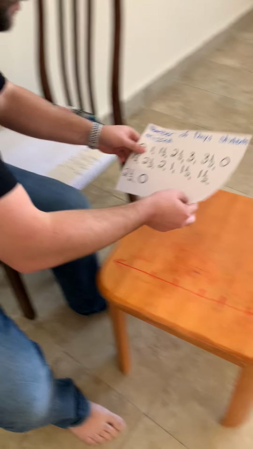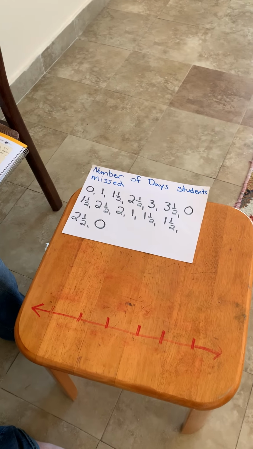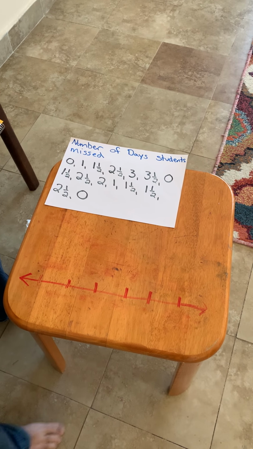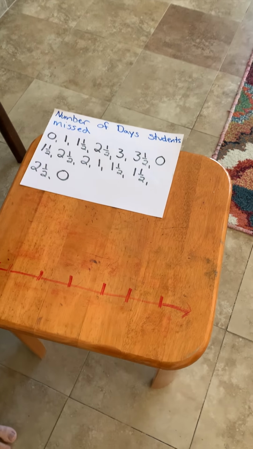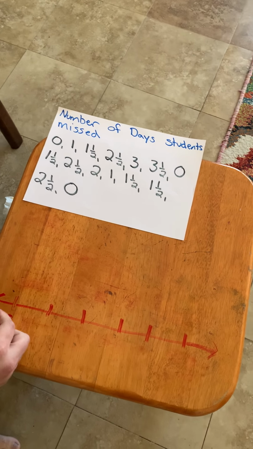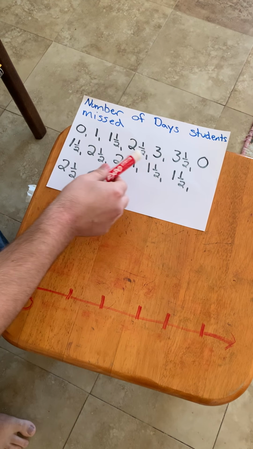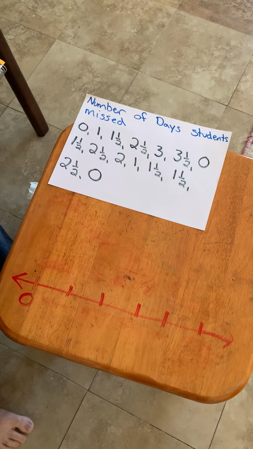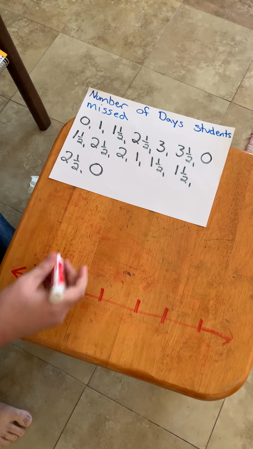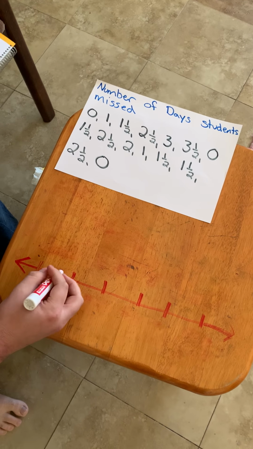So in this scenario, I still have 15 students. I'm going to notice that 0 is still my smallest, so I'm going to start with that. My biggest isn't 5 this time. I think it's 3.5. So we're going to get to 3.5. But I need to do this one by halves.